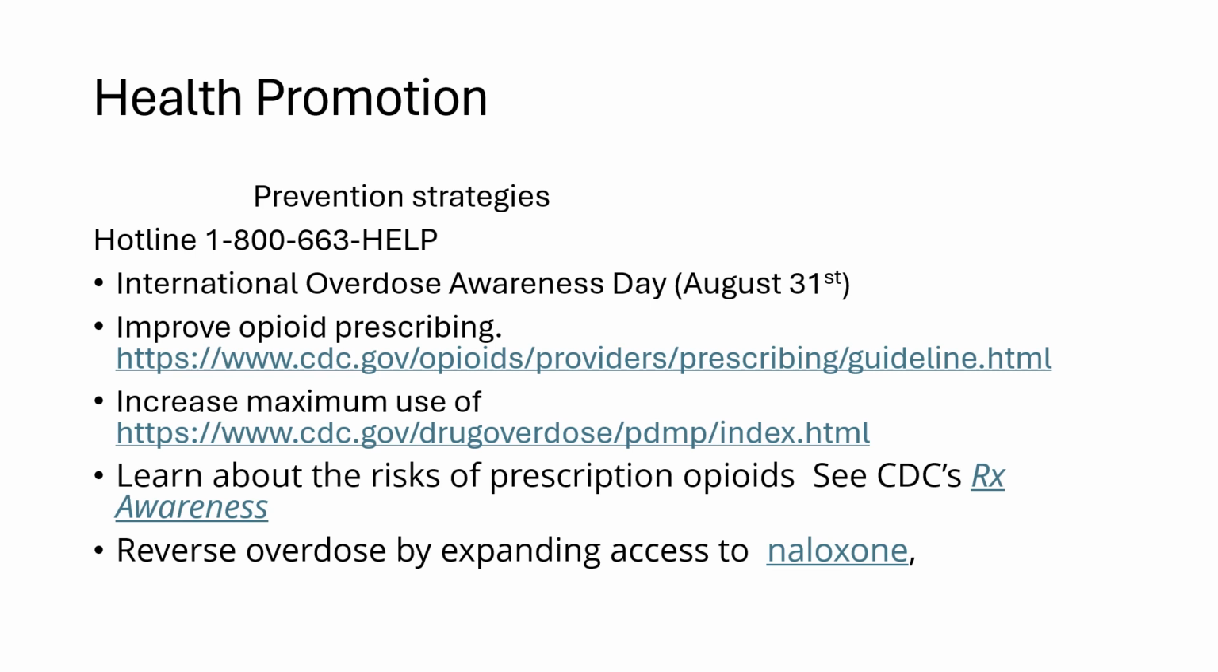And then we also should increase maximum use of prescribing drug monitoring programs, which are state-run databases that track prescription for controlled substances, and they can help improve opioid prescribing and inform clinical practice and protect those at risk. So it's a database that tells you pretty much how much each patient, which narcotics patients are getting, to prevent polypharmacy or to prevent patients from getting the same medications from different providers.